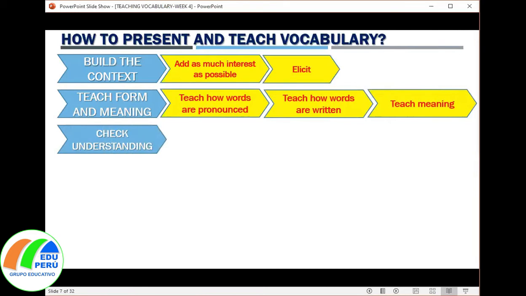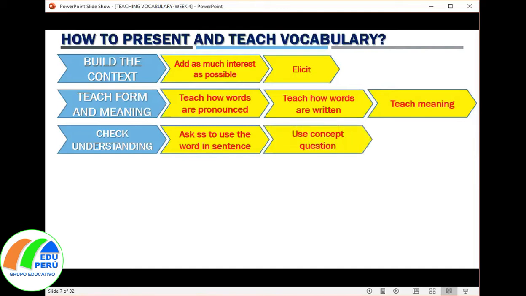Another one is to check understanding. It means ask students to use the word in a sentence. This is one of the ways to check if they are understanding these new words. Use concept questions, so you can ask for some definitions or try to define or try to give some synonyms or antonyms. So we are checking here the concept. So that's why here it says use concept questions.